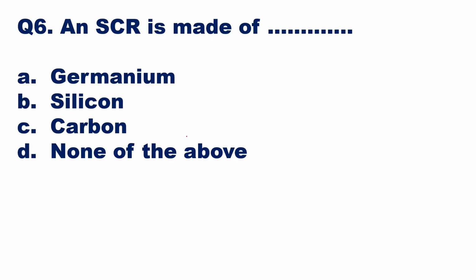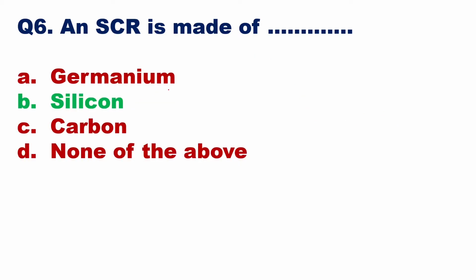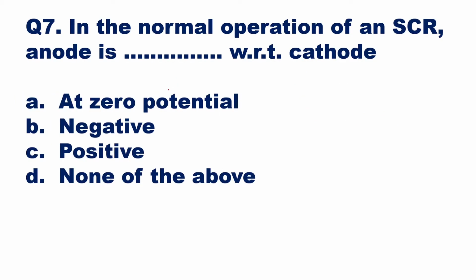Question number 6. An SCR is made up of. Now if you see the full form of SCR, SCR means silicon controlled rectifier. So here the first word, silicon, is the material it is made of. So SCR is made up of silicon. In the options, option B is the right answer. That is, an SCR is made up of silicon. Then we'll go to question number 7.